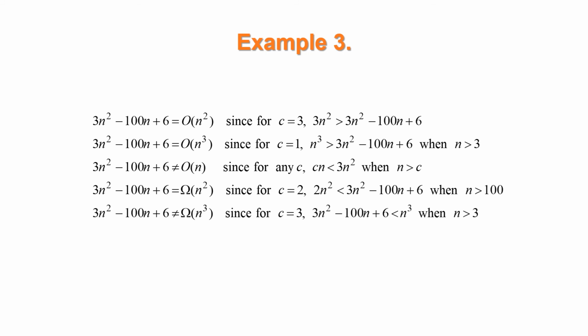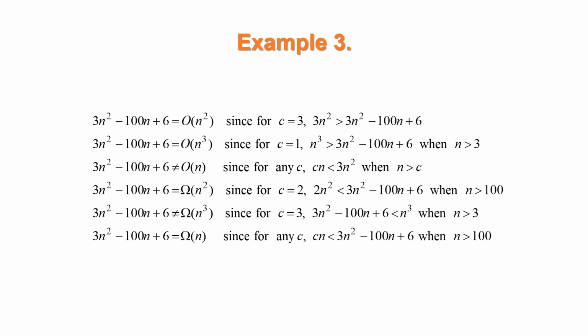3n squared minus 100n plus 6 does not equal omega n cubed, since for c equal 3, 3n squared minus 100n plus 6 is less than n cubed when n is greater than some value. 3n squared minus 100n plus 6 equals omega n, since for some c, cn is less than 3n squared minus 100n plus 6 when n is greater than 100.